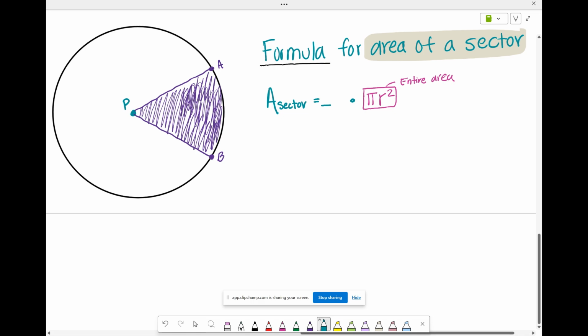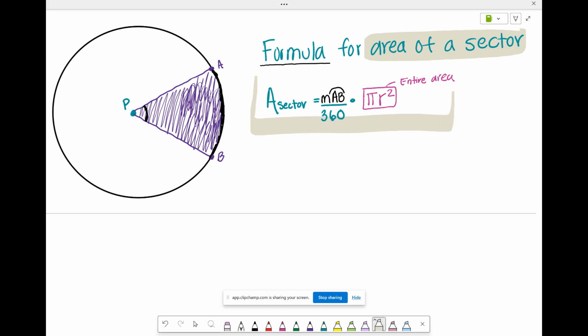Since we only want a portion, we're going to take the portion out of the whole 360, which is the measurement of the entire angle. We want to know how much of the entire circle we have, which will be the measurement of the central angle. So the measurement of the arc, that section we're trying to find the area for, we'll take out of the 360. That gives you the formula for finding the area of a sector.